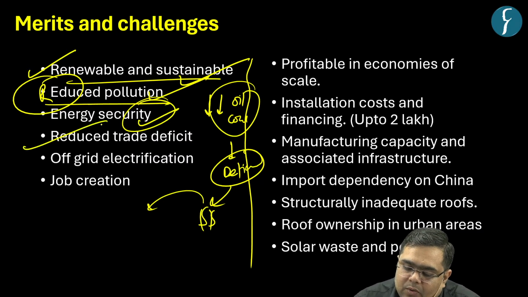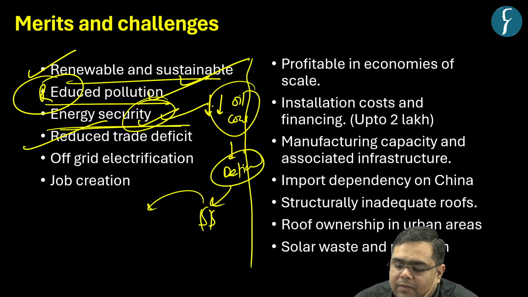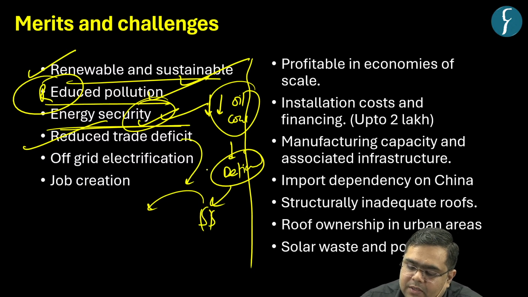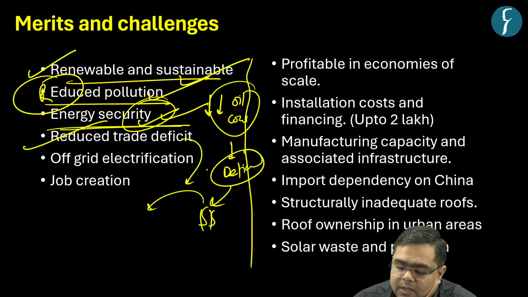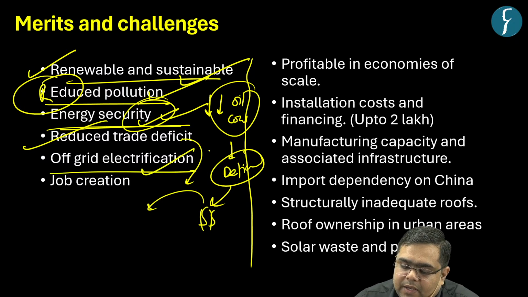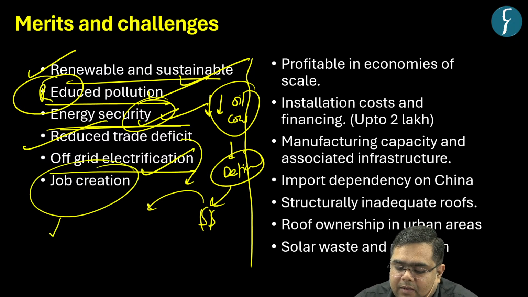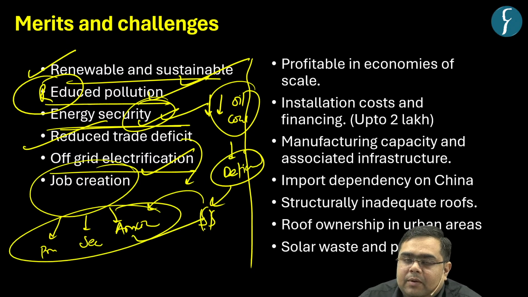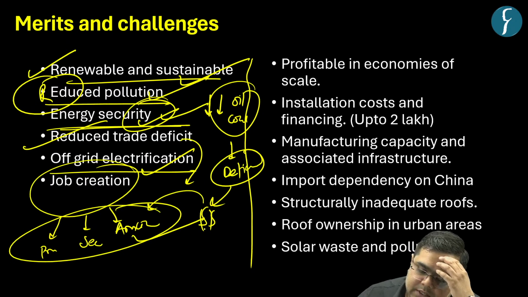So it will lead not just to energy security, Atmanirbharta in the area of energy, it would also lead to a reduced trade deficit with various countries such as, let us say, Australia, right? Off-grid electrification would be there, and any kind of industry, when it originates, creates primary jobs, secondary jobs and ancillary jobs associated with that industry. So these are the merits.